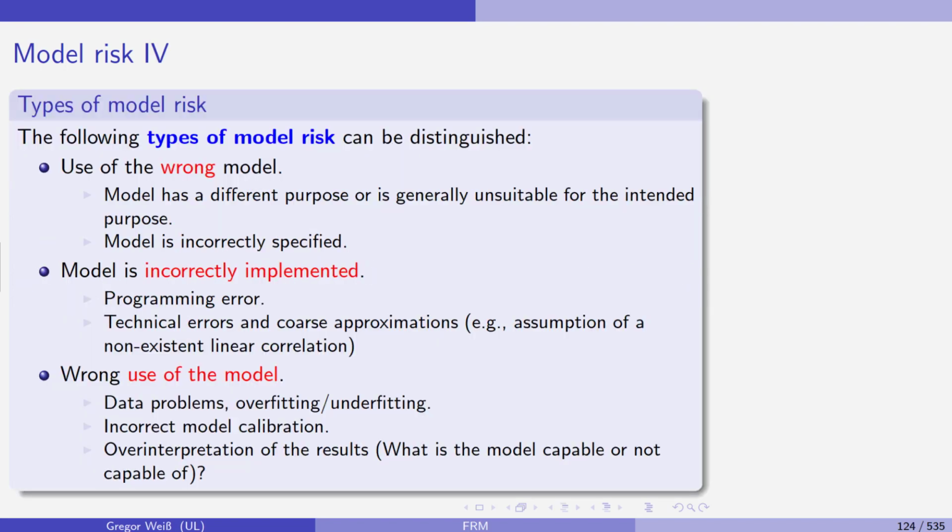So let's look at some different types of model risk. We use it in the wrong way. The model has a different purpose, is generally unsuitable for the intended purpose, or is incorrectly specified. Very simple errors, a programming error, technical errors, a coarse approximation, then the model is right, but it's incorrectly implemented, or we have the wrong use of the data model. We have data problems, overfitting, underfitting, incorrect model calibration, overinterpretation of the results. So what is the model capable of and what is it not capable of? It might be that we overinterpret it.